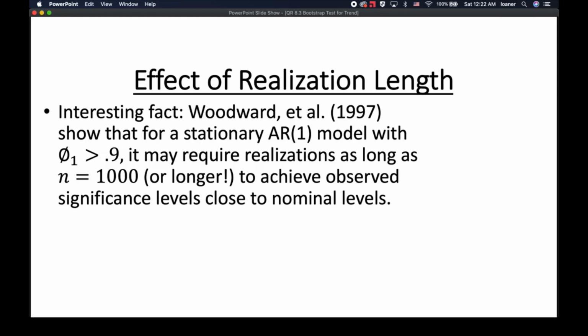And that's bad. If it's taking realizations that long, that's requiring a lot. Having a realization as rich as n of 1,000 or longer, that may not even be possible. And that's why this is viewed as a negative, because if it's taking that long of a realization in order to get the observed significance level to be close to the nominal level, that may not even be possible. And that's why this WBG test is a great improvement.